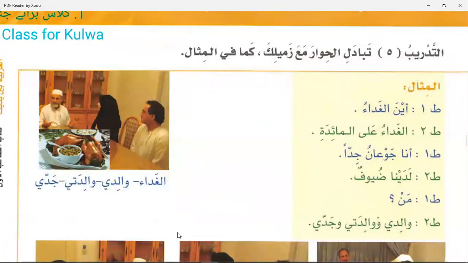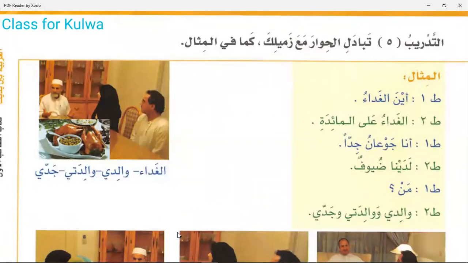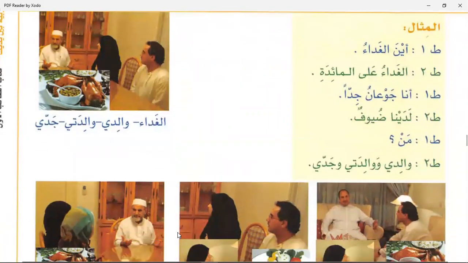Exercise five: exchange the dialogue with your classmate as in the example. Student one: Where is the lunch? Student two: The lunch is on the dining table. Student one: I am very hungry. Student two: We have guests. Student one: Who are they? Student two: My father, my mother, and my grandfather.